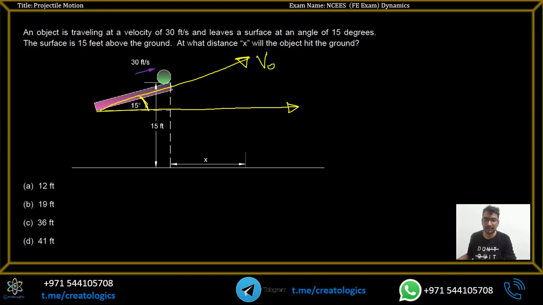So this angle is 15 degrees, given to us. You can use the scientific calculator to calculate the values of cosine 15 and sine 15 degrees. That's very easy for us. So what information is given to us?